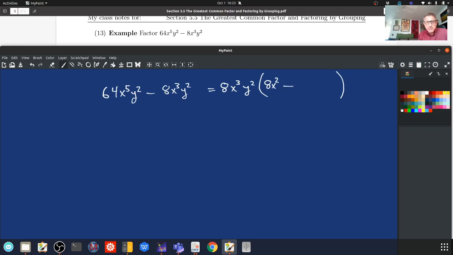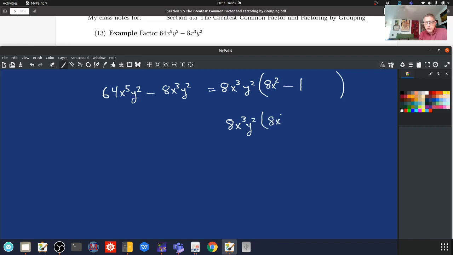So minus 8 divided by 8 is minus 1, and I'm not going to bother to write the 1. X cubed divided by x cubed is 1, and y squared divided by y squared is 1. So I have to write the 1 because I can't put a 0 there. It's never 0. It's always going to be at least 1. So writing it more compactly, this is our answer.